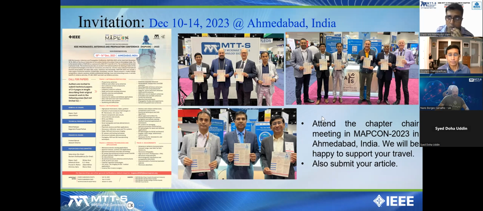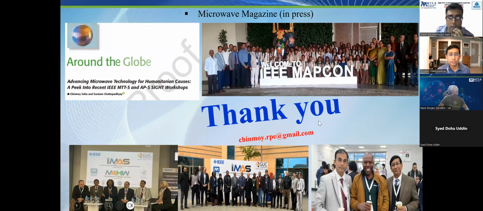And we need to help them to grow this particular MapCon. In some cases, Bangladesh can also be a part of the MapCon, and we can arrange this type of conference in our country as well. And he told us that, as Professor Nuno already said, we can share this particular inauguration in the Microwave magazine. So we can write some article about that, or the news about the recent inauguration of our chapter.